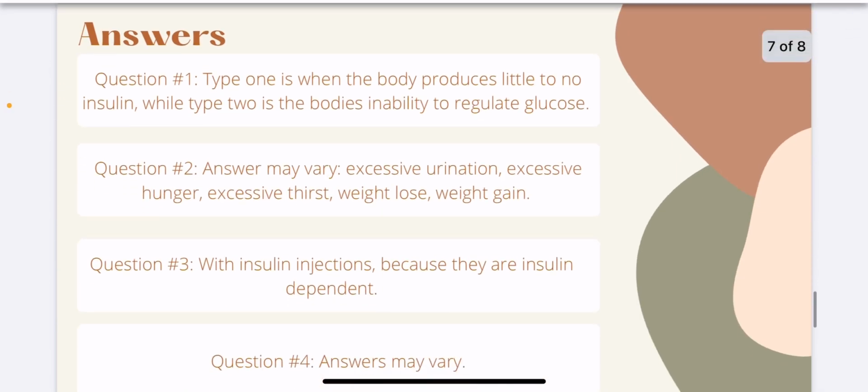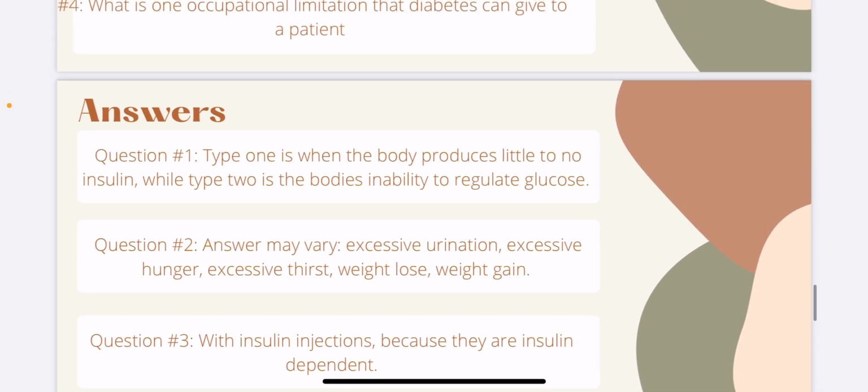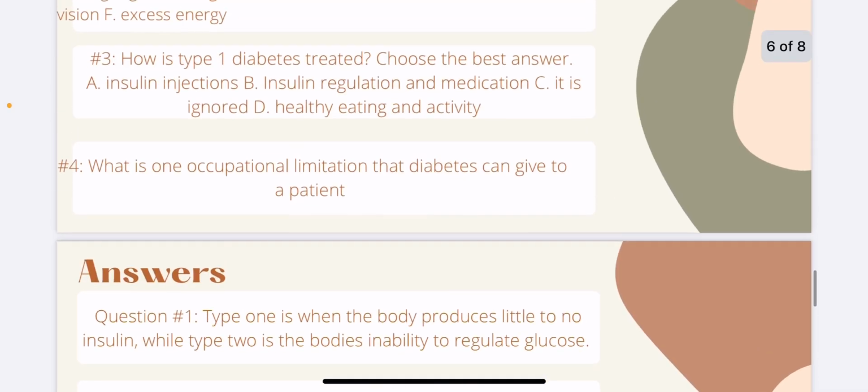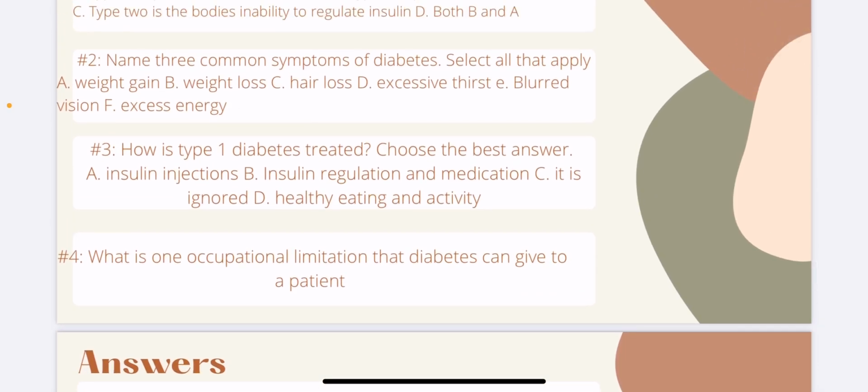Alright, so the correct answer is going to be insulin injections because they are insulin dependent. Their body does not produce insulin and will not be healthy if insulin injections are not made in the body. Insulin injections can also be one of the main reasons why diabetes can impact a patient's daily occupations, because having to make time for these insulin injections can be very time consuming and thought consuming, and just take up a lot of the patient's time and thinking.